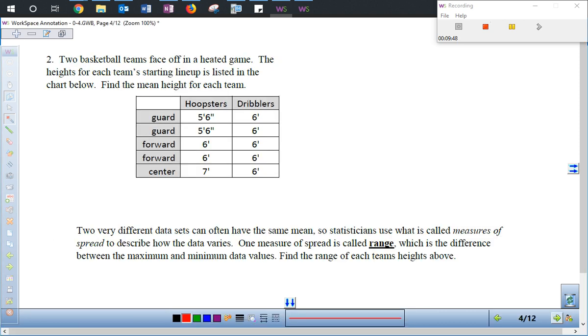Alright, moving on to number 2, it says, 2 basketball teams face off in a heated game. The heights for each team's starting lineup is listed in the chart below.